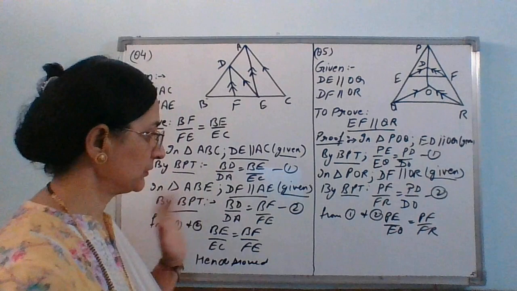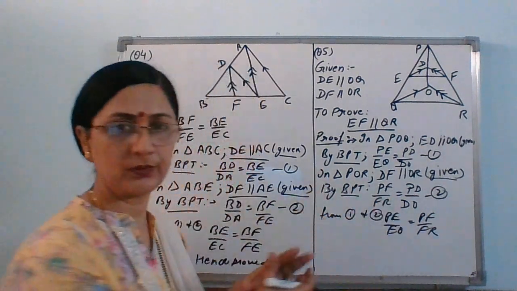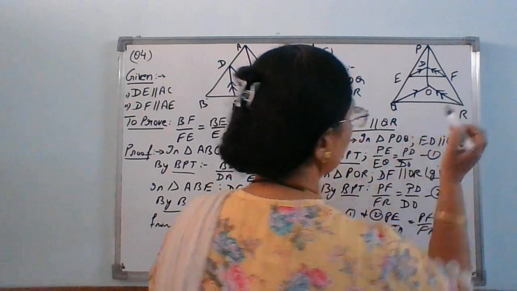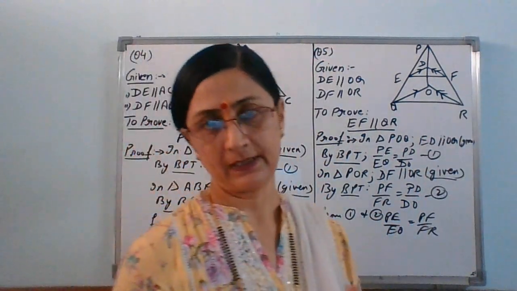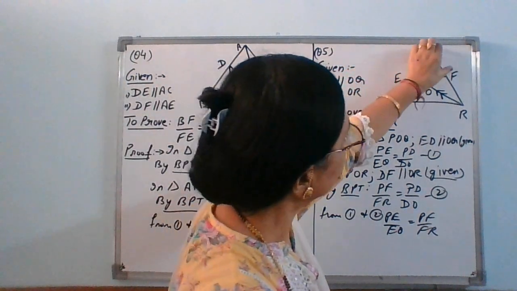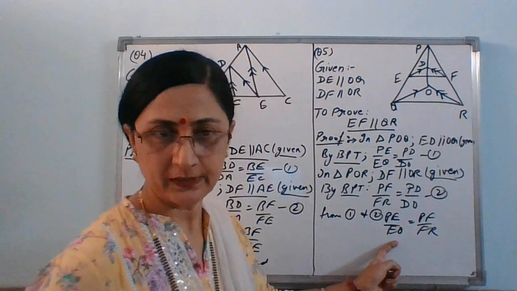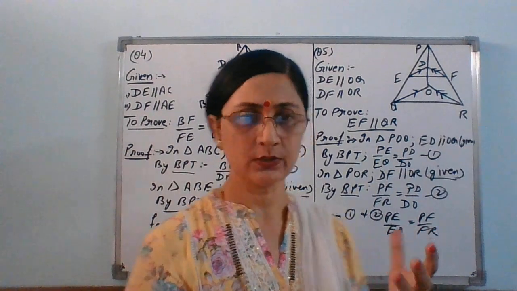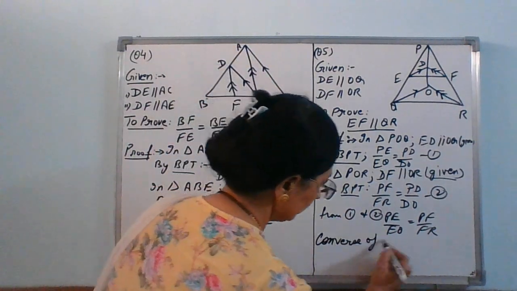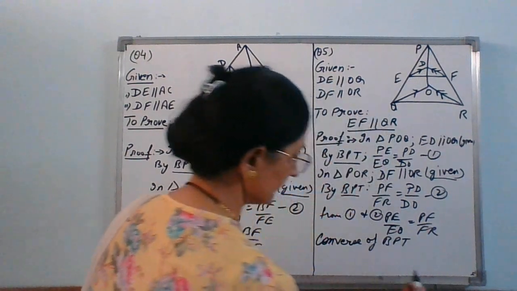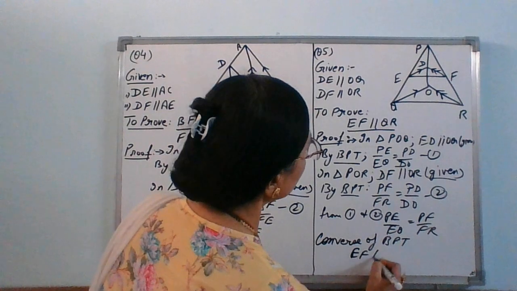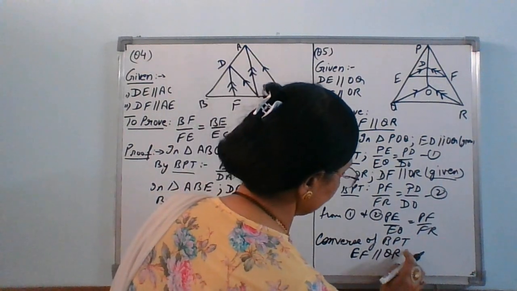In this question, it was only asked up to here, so we stopped there only. But here we are supposed to prove EF is parallel to QR. EF will be parallel to QR if PE upon EQ is equal to PF upon FR. And we have proved that as well. It means by the converse of BPT, when the sides are in ratio, then EF is parallel to QR.